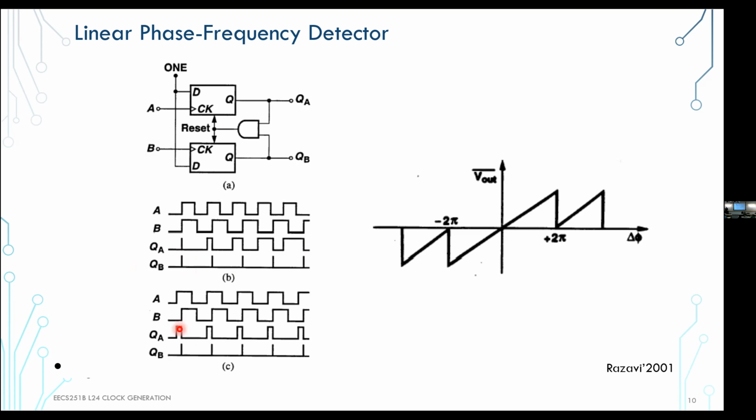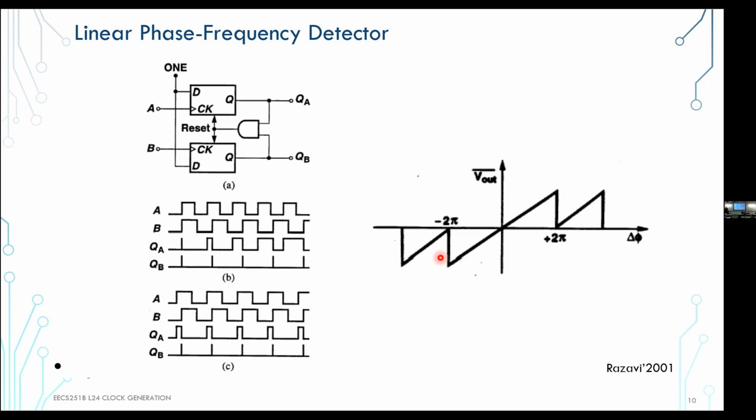In this case, the pulse width is constant because the two waveforms are the same period. They just have a phase error, right? So this type of detector is called a linear phase frequency detector, because in its detection range, which is plus minus 2 pi difference between the two inputs, it gives you a linear response in the average signal at the output.